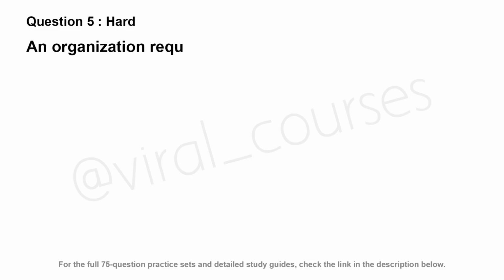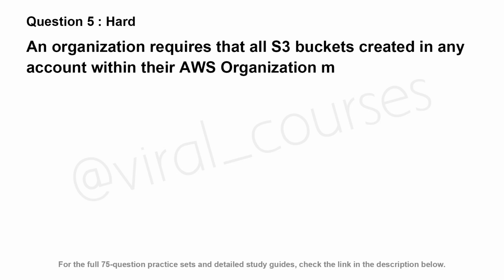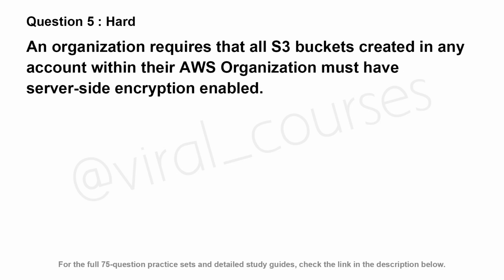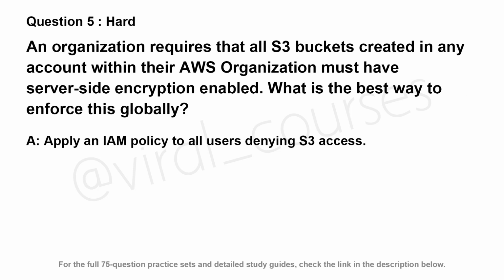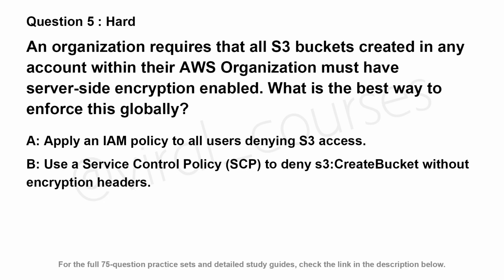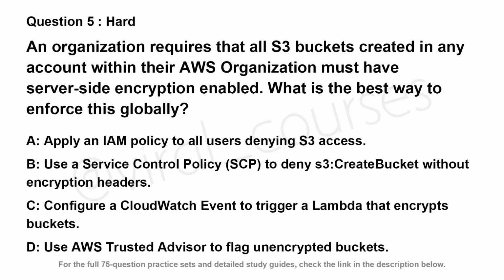An organization requires that all S3 buckets created in any account within their AWS organization must have server-side encryption enabled. What is the best way to enforce this globally? Option A. Apply an IAM policy to all users denying S3 access. Option B. Use a service control policy, SCP, to deny S3 CreateBucket without encryption headers. Option C. Configure a CloudWatch event to trigger a Lambda that encrypts buckets. Option D. Use AWS Trusted Advisor to flag unencrypted buckets.